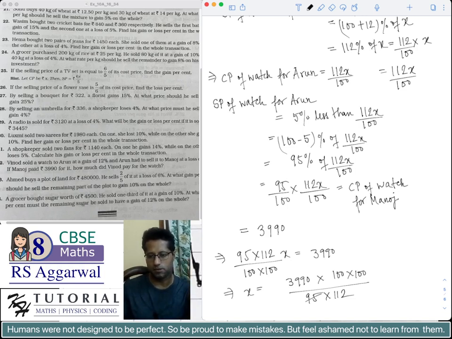Let's start simplifying this expression. 5 divides 95 with 19. 5 divides 190 with 38, and 5 divides 100 with 20. Now 19 divides 3990 with 210.